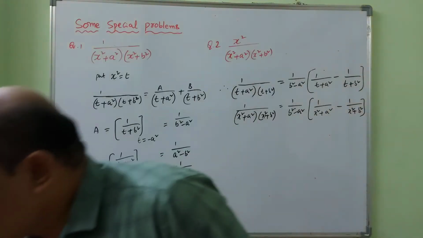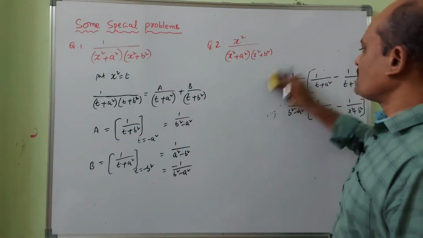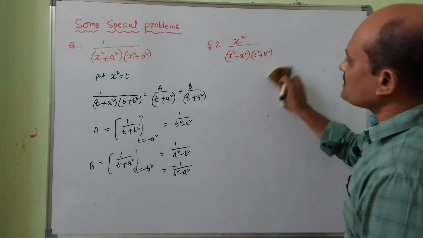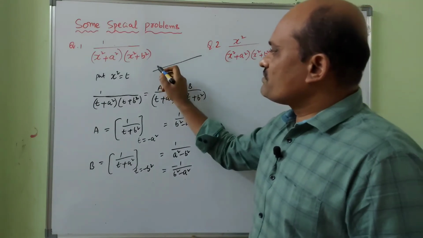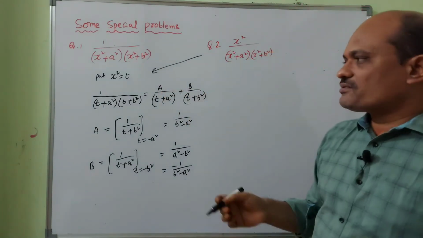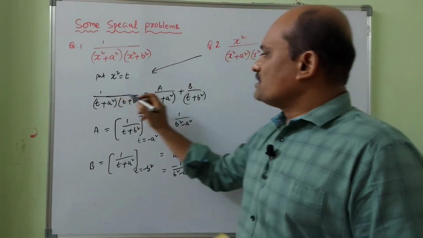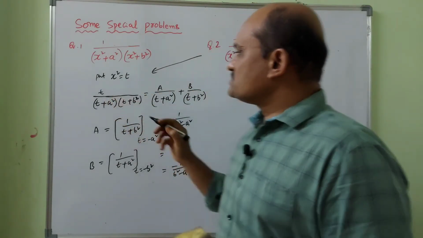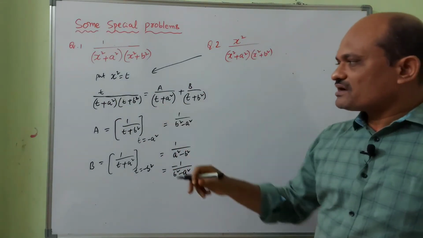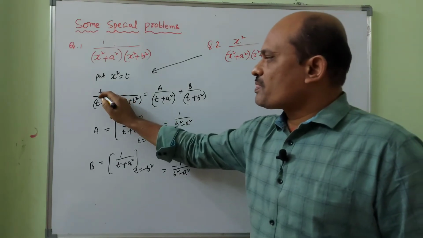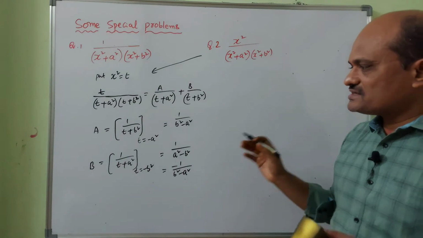Now I want to do the second question. Question number 2. In question number 2, the same process you have to follow. Put x square equal to t. If you put x square equal to t, what do you get? X square is t, so t by t plus a square into t plus b square. Because both are converted to first degree, the partial fractions are the same, you will get.